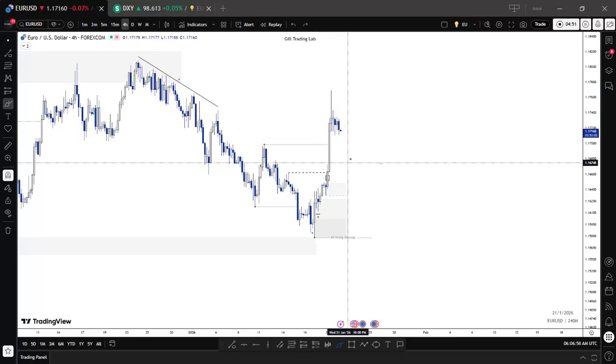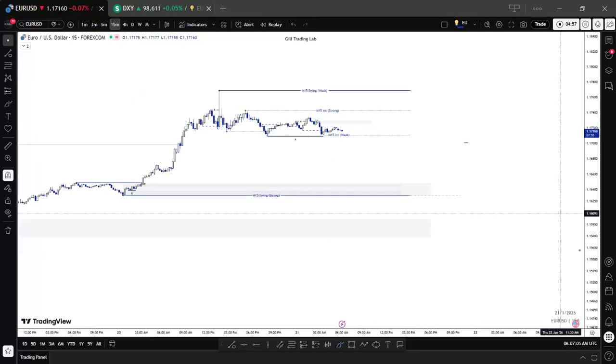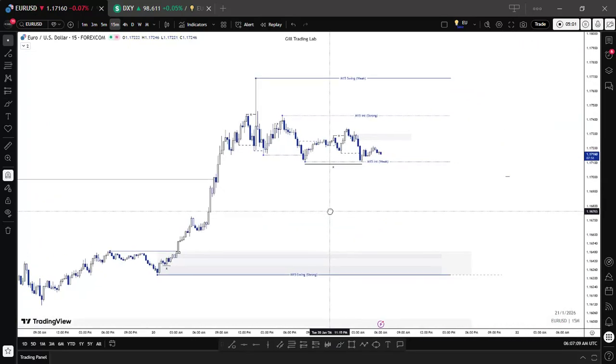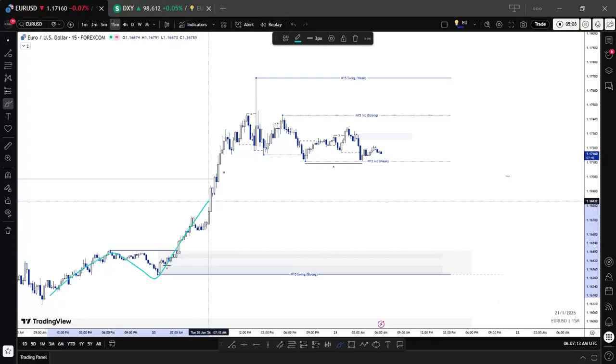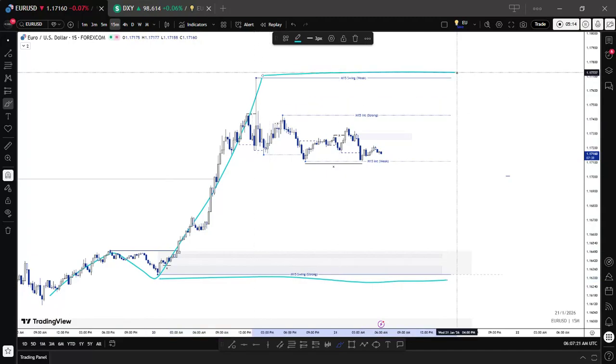Okay, let's drop down to the M15 time frame. The M15 time frame will give us POIs to look to to trade that direction. So on the M15, this is my swing structure. This is my strong swing low and this is my weak swing high.